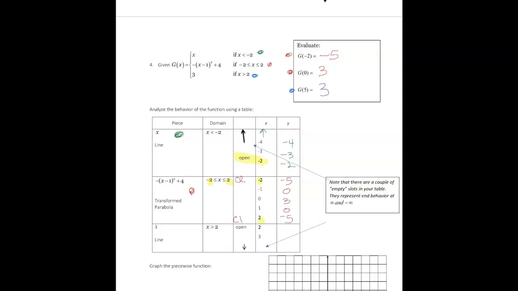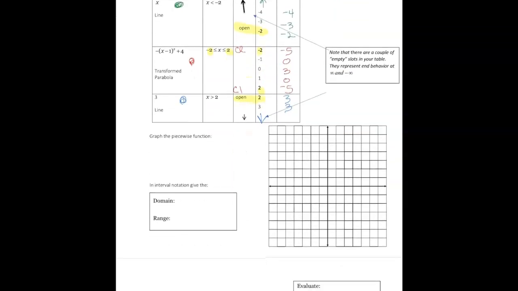Then let's do the last piece, which is my blue piece. That's a horizontal line. Notice it's going to be open right here, and open is written there. I'm going to have a 3. Wherever I have any x values, my y will always be 3. I'm going to put my arrow right here. Notice we're stressing having the arrows in, so you know where to put arrows on your function. So let's graph our function.